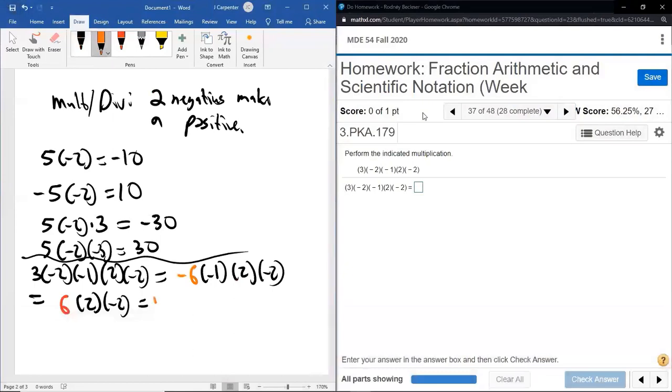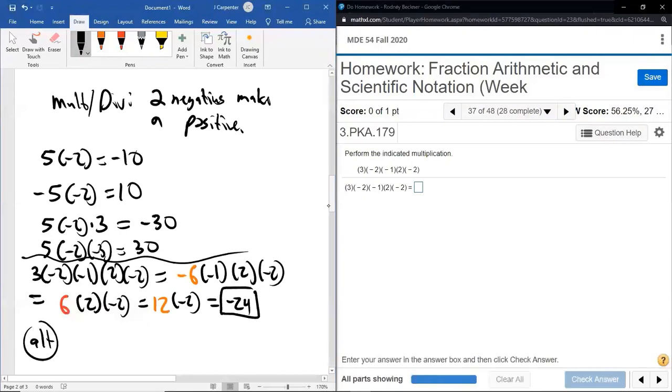The 6 times the 2 would make a 12. And there's times the negative 2. And the 12 times the negative 2 would be a negative 24. Let me make sure I got all my signs and everything right. Okay, that looks good. Some people, alternatively, would just say, all right, I've got 1, 2, 3 negatives.